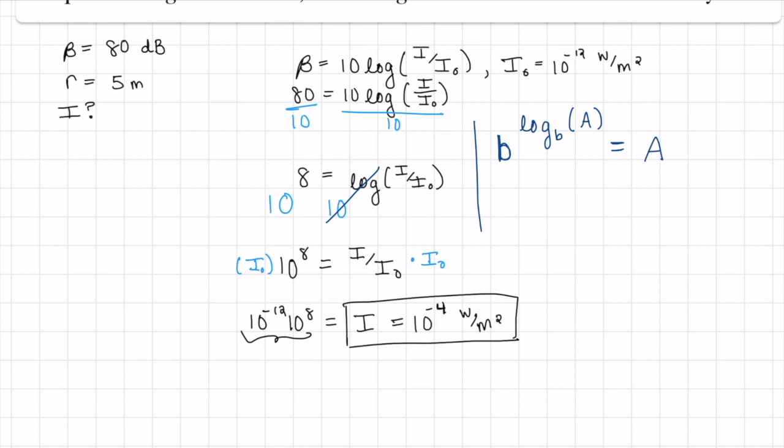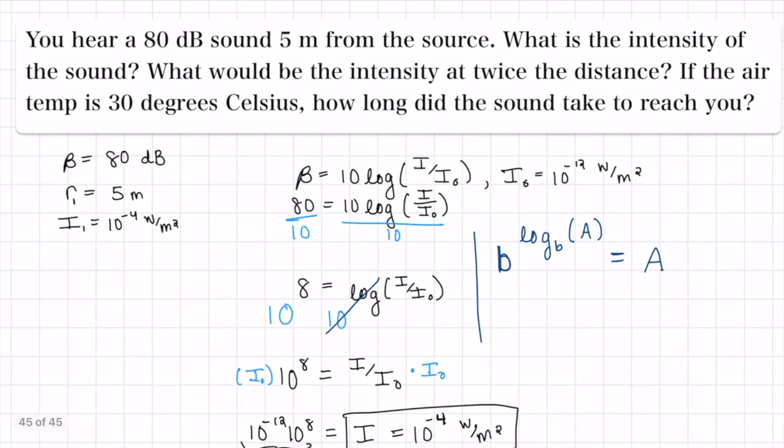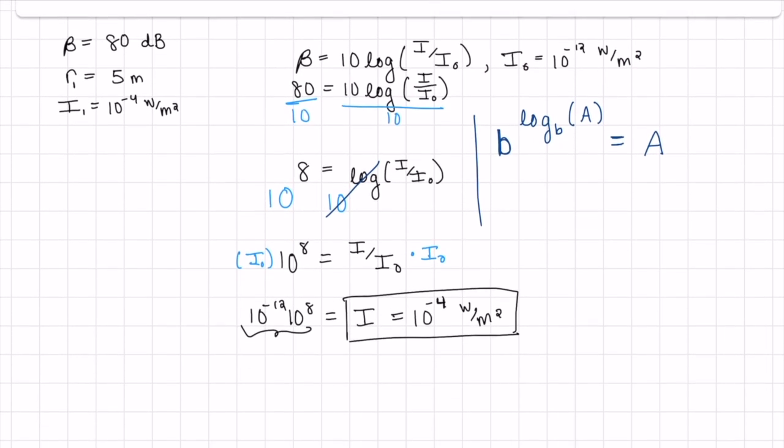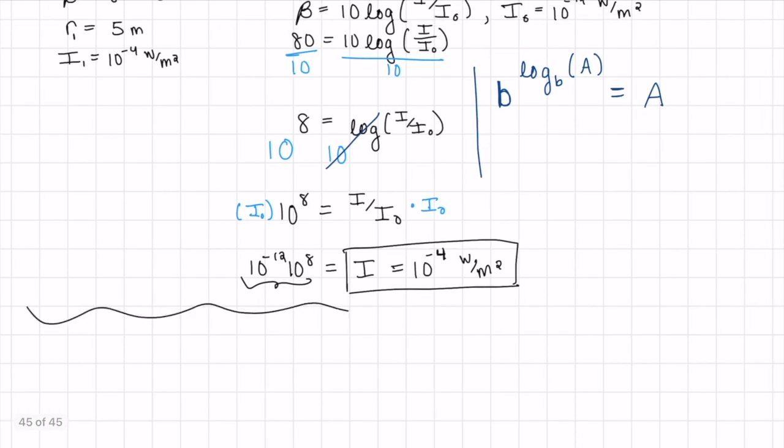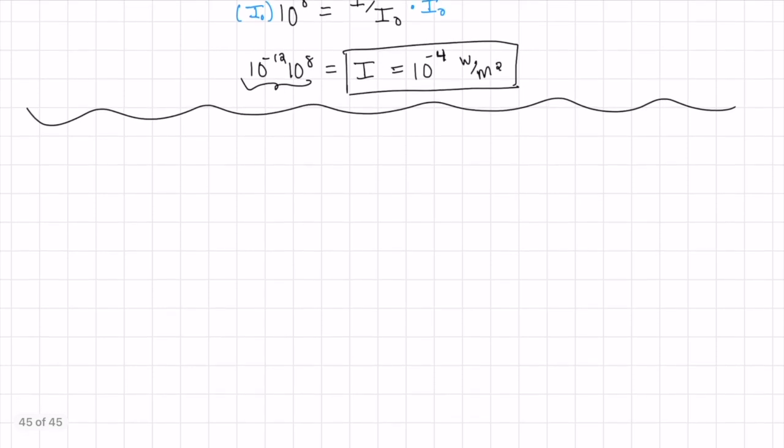Okay, so now we know that there's going to be a doubling happening, so I'm going to change that to R1, and I1 is 10 to the negative 4 watts per meter squared. And now we want to know what the intensity is if we are at twice the distance. So I'll go down here. So I2 at R2, where R2 is equal to 2 times R1.